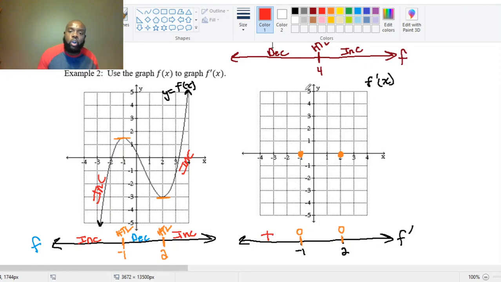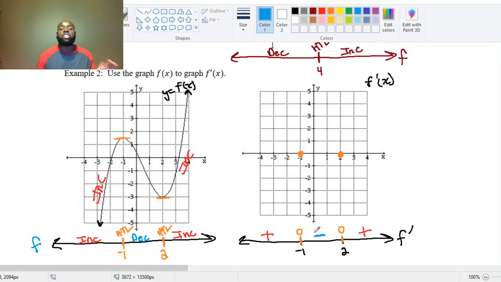Positive y values are above your y-axis. So it's positive on here, and since it's increasing for x values greater than 2, it's positive here. When it's decreasing, your derivative is negative. So since it's decreasing between -1 and 2, I know I have a negative sign here.